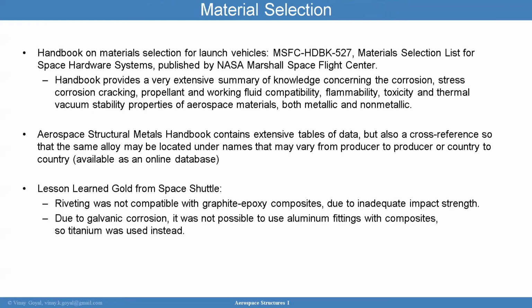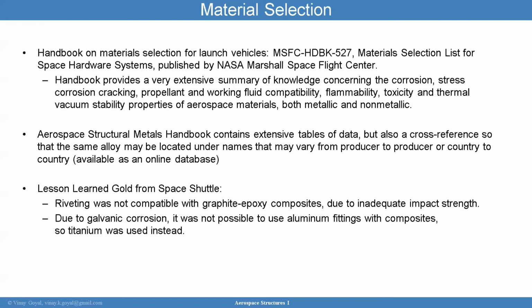The handbook on material selection for launch vehicles is given here. It's a great document to read. It provides an extensive summary of knowledge concerning the corrosion, stress corrosion cracking, fluid compatibility, flammability, toxicity, and thermal vacuum stability properties of aerospace materials, both metallic and non-metallic. The Aerospace Structural Metals Handbook contains a lot of data too, and is worth taking a look. It provides cross-reference to a number of materials, and it even provides a great online database.